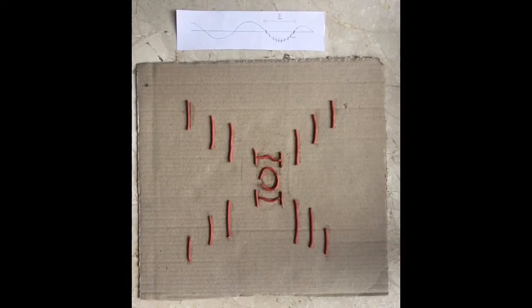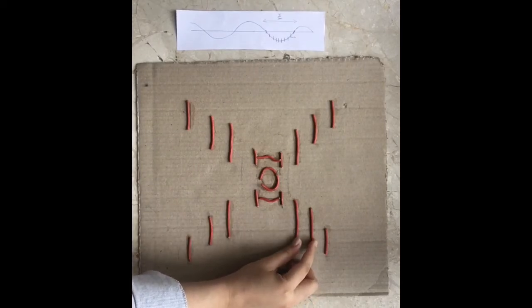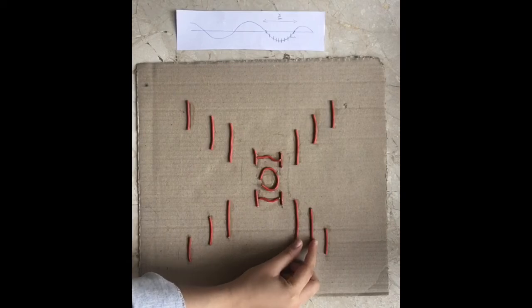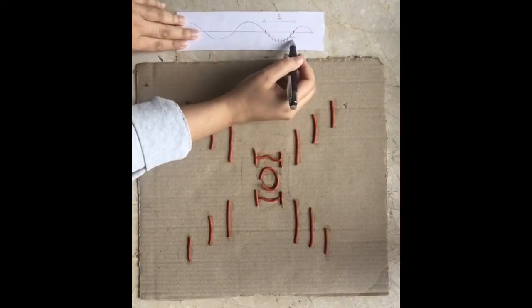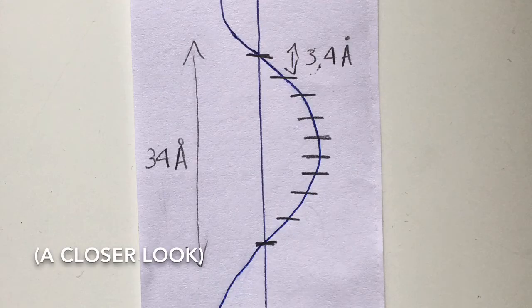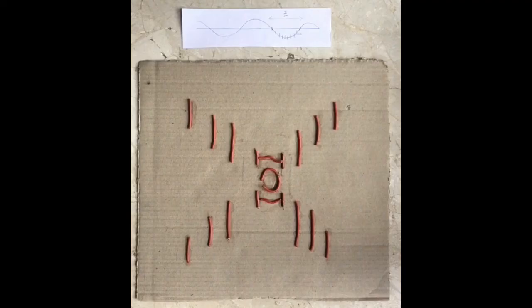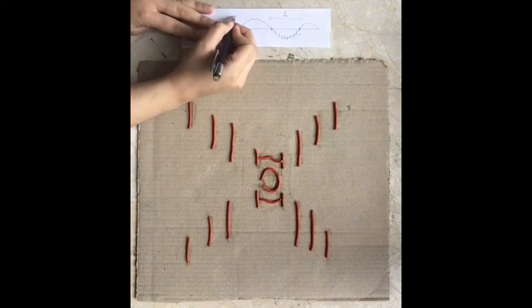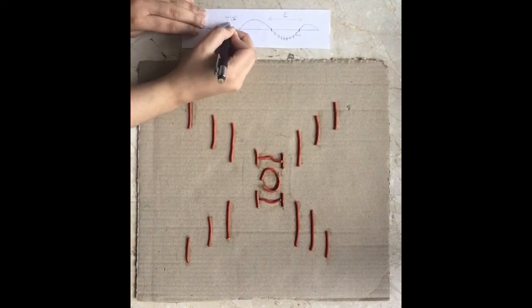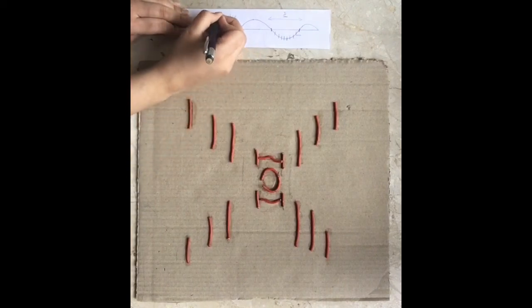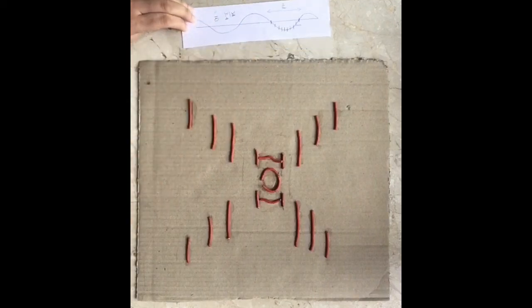The final deduction made was that the distance between each of the horizontal bars was 3.4 angstroms, or 0.34 nanometers, and this must correspond to the distance between base pairs. And since they were able to deduce that the height of a helical repeat is 34 angstroms, and the distance between adjacent base pairs is 3.4 angstroms, they were able to calculate that there must be 10 nucleotides per each helical repeat.